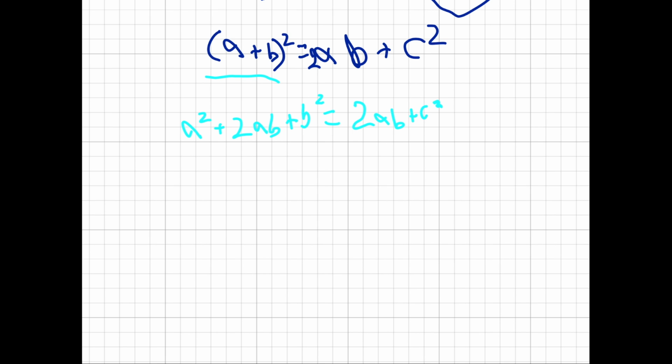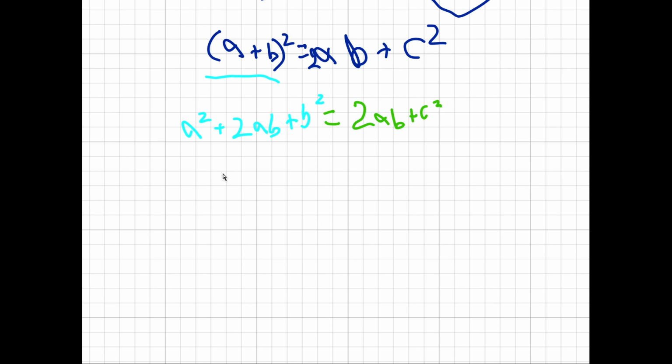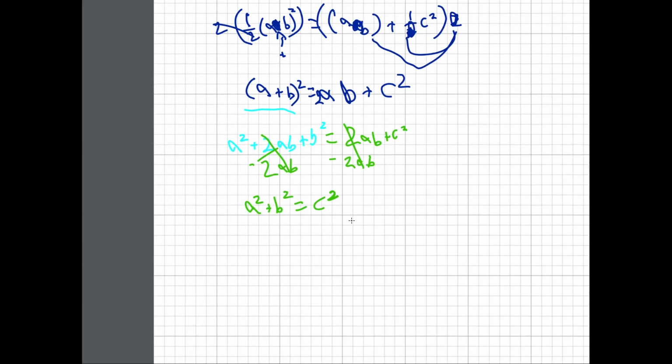Okay, so now what we're going to do is subtract 2ab from both sides, and I think we deserve a little bit of a drum roll here. 2ab cancels out with 2ab, and you're left with, drum roll please, a squared plus b squared equals c squared. Okay, so we did it, guys. We proved the Pythagorean Theorem.